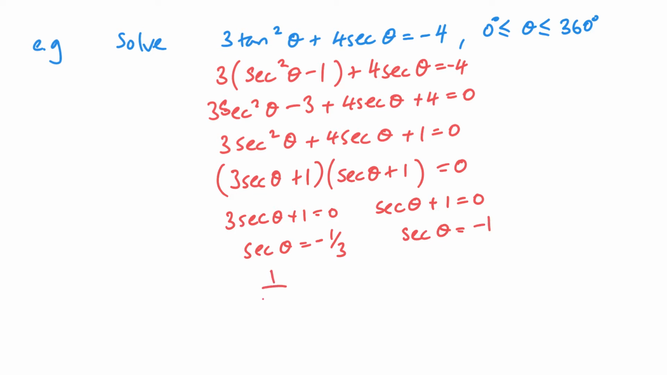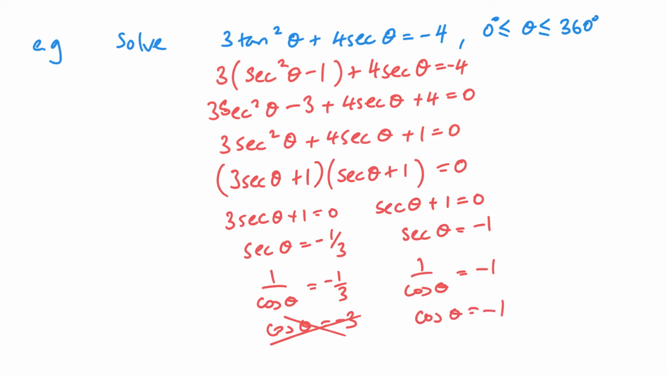This would mean that this is 1 over cos theta, which is minus 1/3. So cos theta equals minus 3. This is impossible. And then we've got 1 over cos theta equals minus 1, and cos theta will equal minus 1. Okay, this one obviously I can solve, and it will be 180 degrees, and that will be the only solution to this problem. Okay, so just need to be careful there.